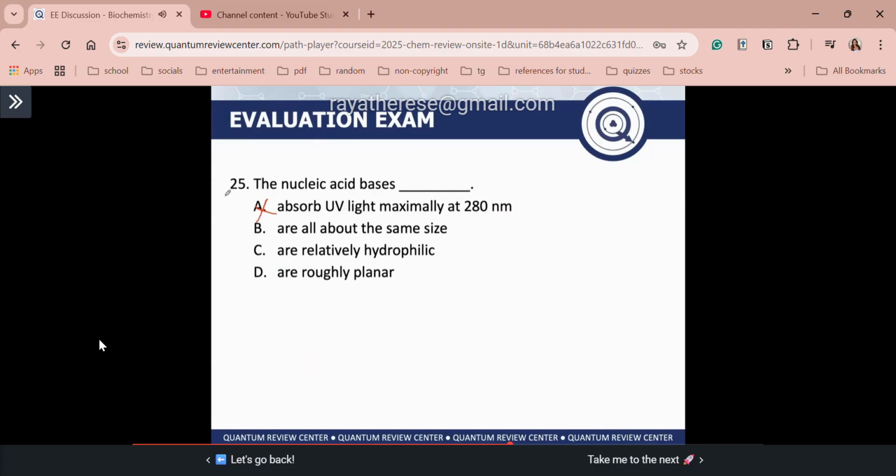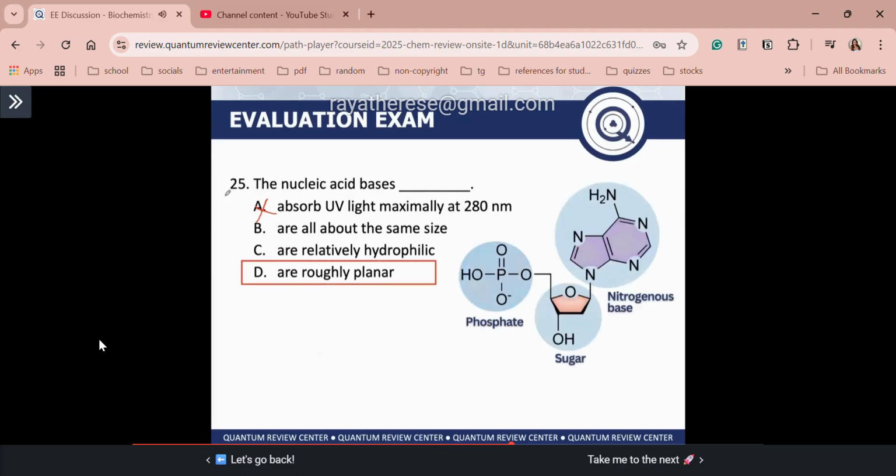O sir, letter B, mali din yan eh. They have different sizes. Yes po, di ba? Recall, for your nitrogenous bases, we have your pyrimidines and your purines. Okay? So letter B is not the answer. So ayan, nasplok ko na pala. For number 25, our answer is letter D. Your rings actually are planar. And it gives your characteristic planar structure of your nucleic acids.